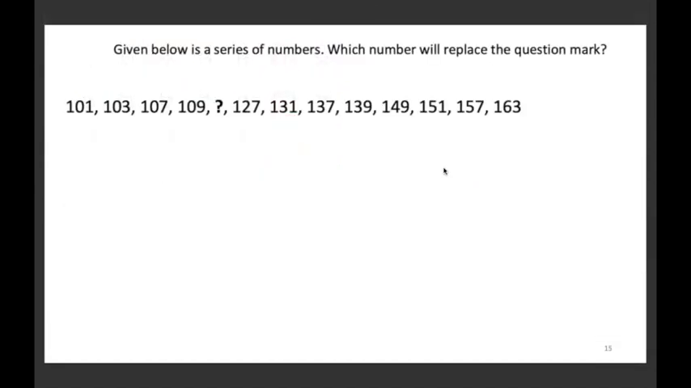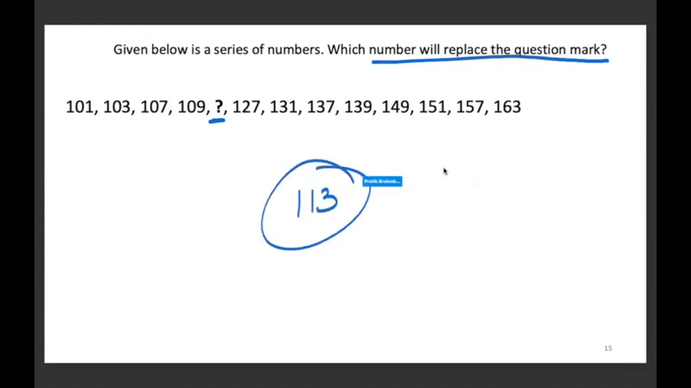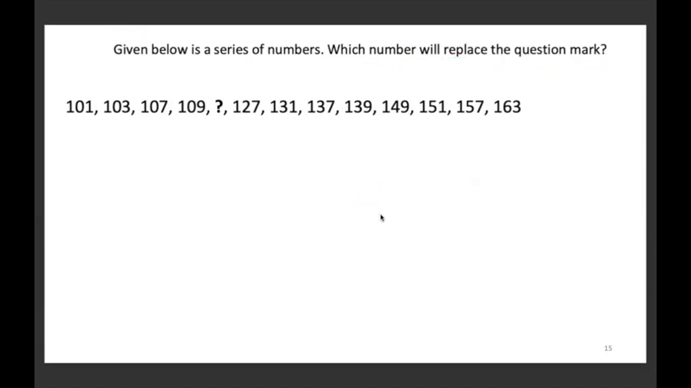Given below is a series of numbers. Which number will replace the question mark? There's a question mark here. You have to identify the number that replaces the question mark. The number that replaces the question mark will be 113, because this is a series of prime numbers. Okay, we'll move to the next one.